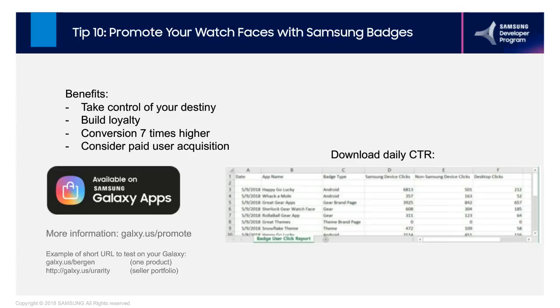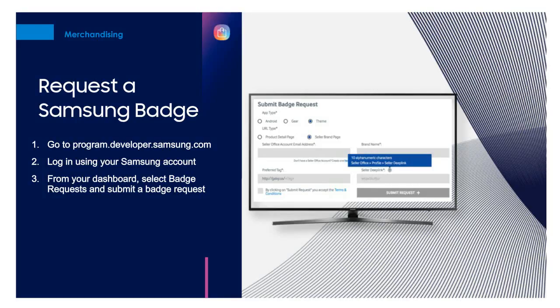And this is the process on my dashboard, how you create the short URL: log into program.developer.samsung.com. You define the content type, Android Gear theme, and whether you want to send the user to one item, which is the product detail page, or your seller portfolio. Of course, the seller portfolio is kind of convenient. It's always sending the user to your portfolio. They can browse your entire list of items.